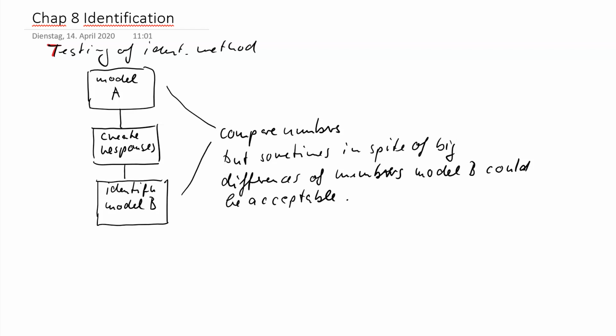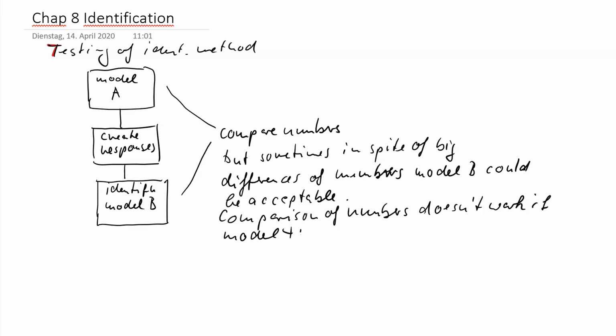Comparing numbers is not possible if the model is different. Comparison of numbers doesn't work if model type A is different to model B. Then you cannot compare numbers.